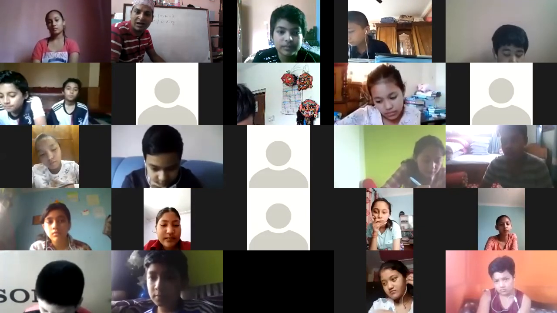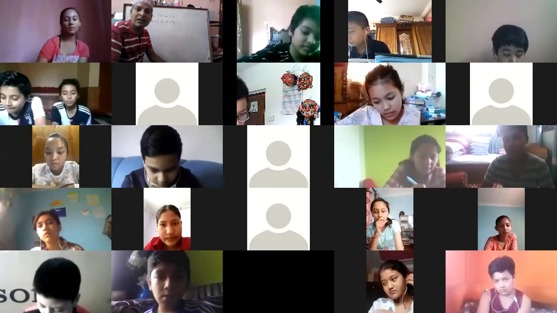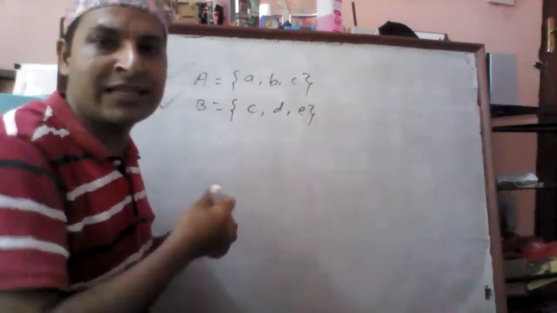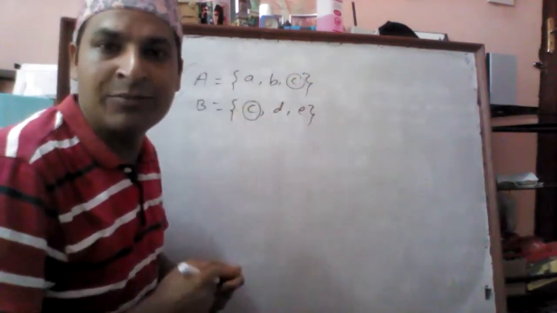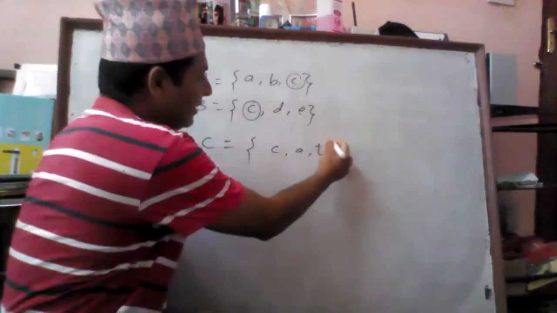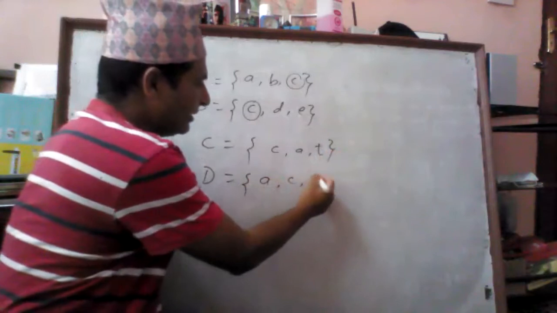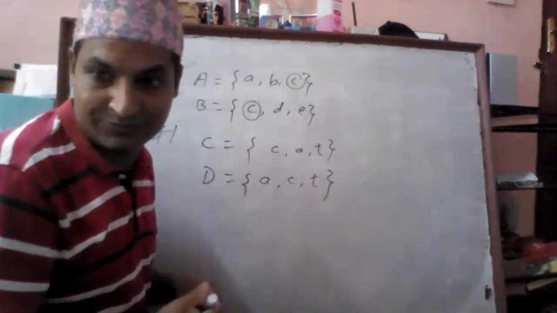But some of you are still muted. Please unmute and answer. Thank you. Yes, they are overlapping sets because they have at least one common element. Maybe they can have many, like suppose C equals CAT and another set D equals ACT. What do you think? Are they overlapping or disjoint? Overlapping, sir.